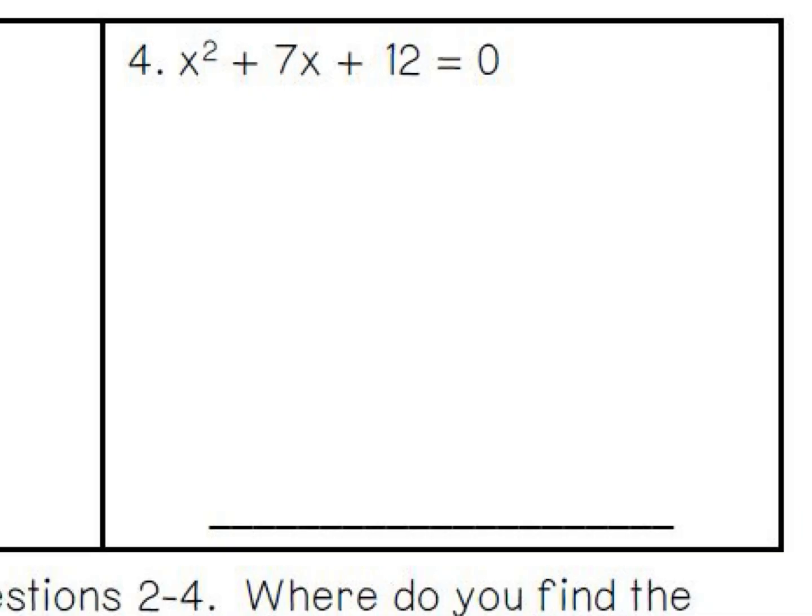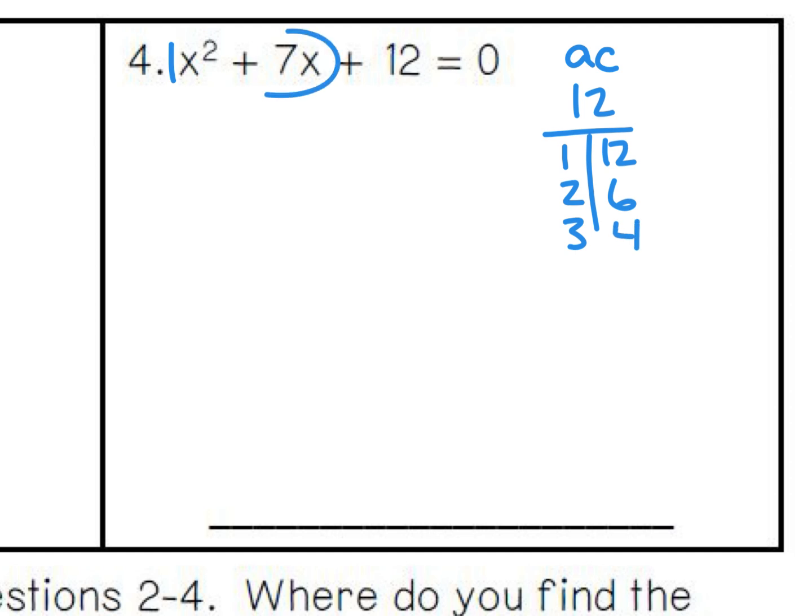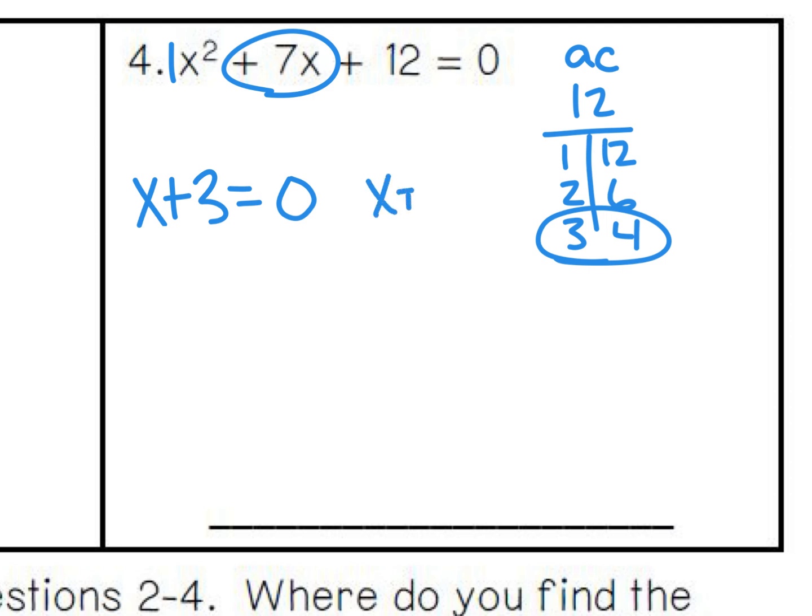So on 4, we're going to do our box. And I'm going to be real honest with you. When A is 1, guys, we really don't even need to do the box. I want you to think about this. We're going to do A times C. So 1 times 12 is what? 12. What are my factors of 12? 1 and 12, 2 and 6, 3 and 4. I need 7. Which of those gives me 7? 3 and 4. Hey, guess what my factors are? x plus 3 and x plus 4.